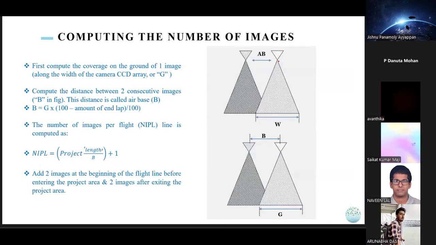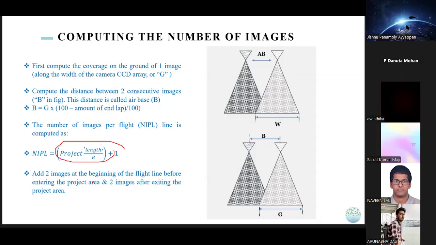Next, we come to computing the number of images required to cover the entire AOI. First, compute the coverage of the ground of one image. Then we have to compute what is known as the air base. The distance between this focal length and this plane is known as the air base. And how can we calculate it? Image coverage times 100 minus the amount of overlap, divided by 100. And this gives us the number of images per flight plan, computed using this formula here.